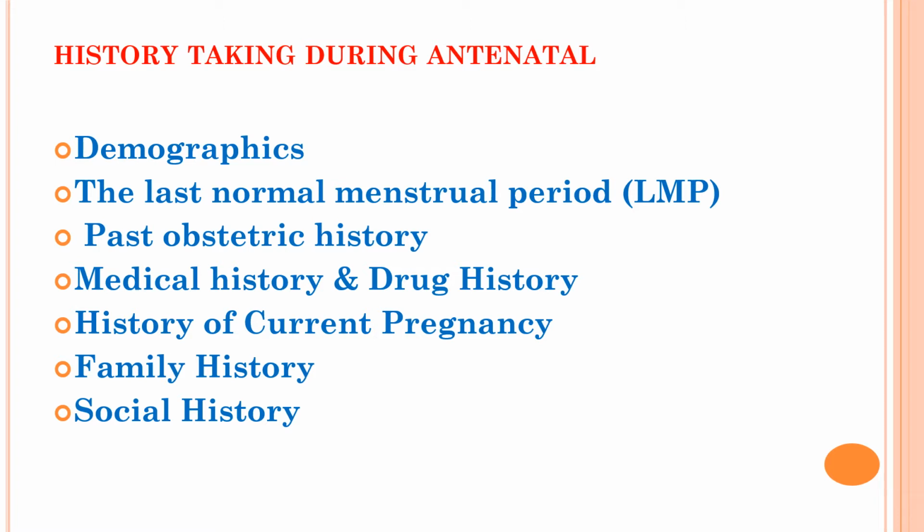And you have been taught how to use the LMP to calculate the expected date of delivery. Another history that you want to obtain is the past obstetric history of the patient. It is very important for you to know how many pregnancies the patient has lost. You want to know the history of abortion. Maybe the patient has had some form of threatened abortion in the past. It will be pointing you to something, and you want to take an appropriate intervention in order to assist the patient.